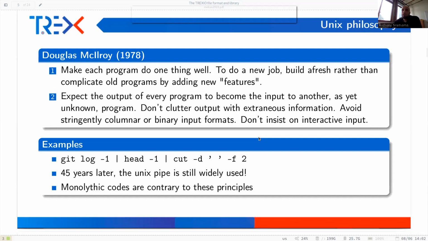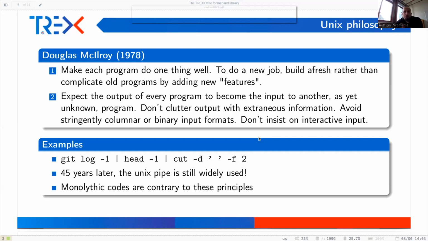If we go back to the beginning of Unix, a long time ago, Douglas McIlroy stated a few points to describe the Unix philosophy. I put only 2 points on this slide, but there are many more. The important thing is that the philosophy is: make each program do one thing well. Only one thing. If you want to do something new, you make another program instead of adding more features to the code you have. A second important point is: expect the output of every program to become the input of another.